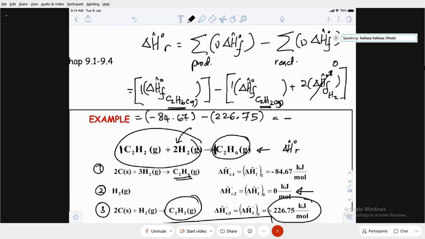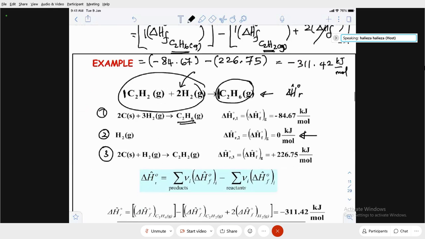Anybody calculate for me, please? I need you guys to help me with the calculation, or else you become sleepy. Negative 311.42. Sorry, 42. Thank you very much. The rest of you guys, check whether Ibrahim got it correct.